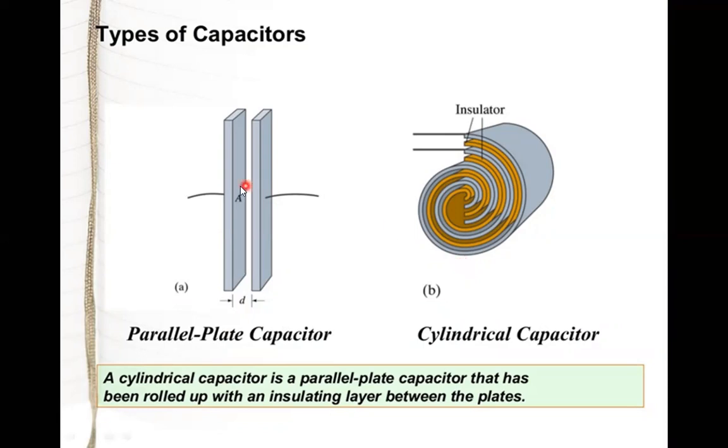Now you can see that these are the two plates which are parallel and equal in size, and the medium between these two plates defines the type of the capacitor. The other is the cylindrical capacitor. Here you can see that a cylindrical capacitor is a parallel plate capacitor that has been rolled up with an insulating layer between the plates. So here this brown colored sheet is nothing but an insulator between the two plates of the capacitor.